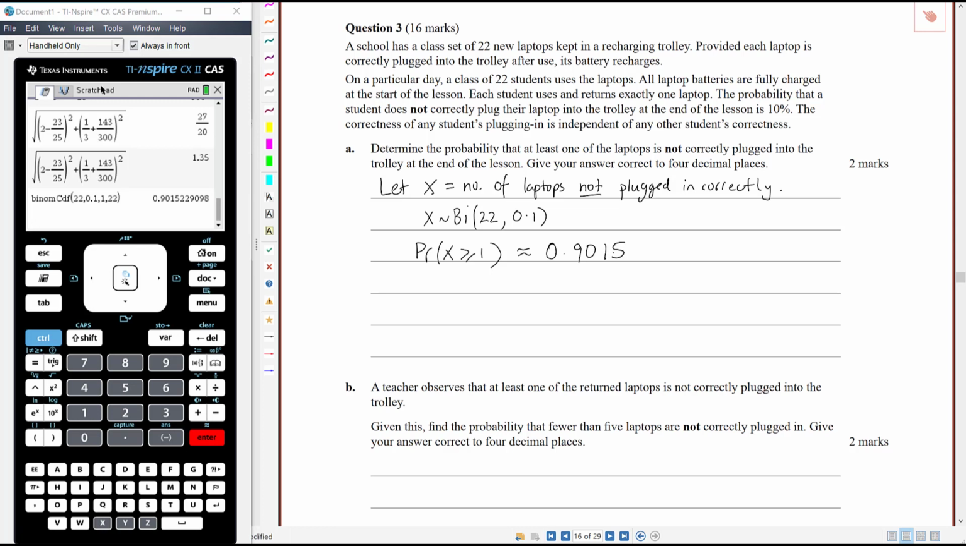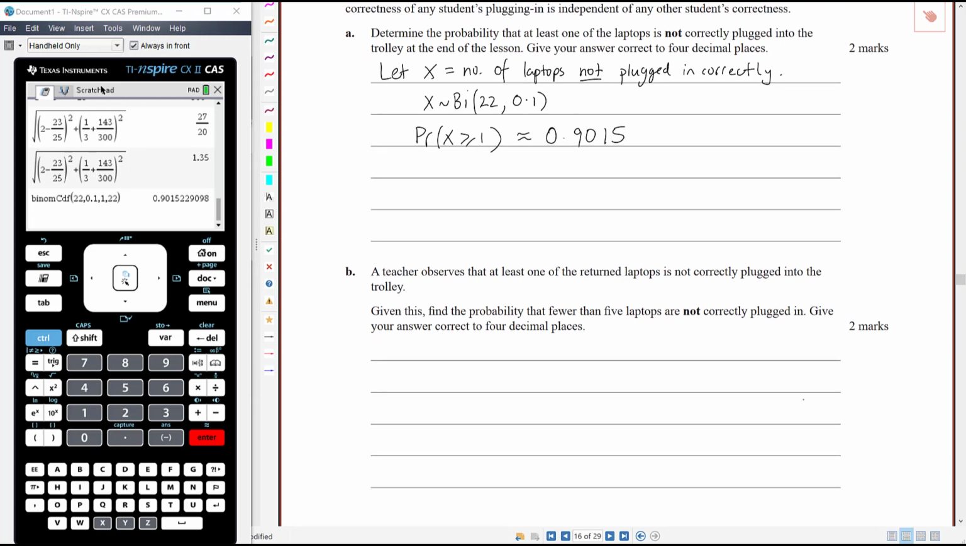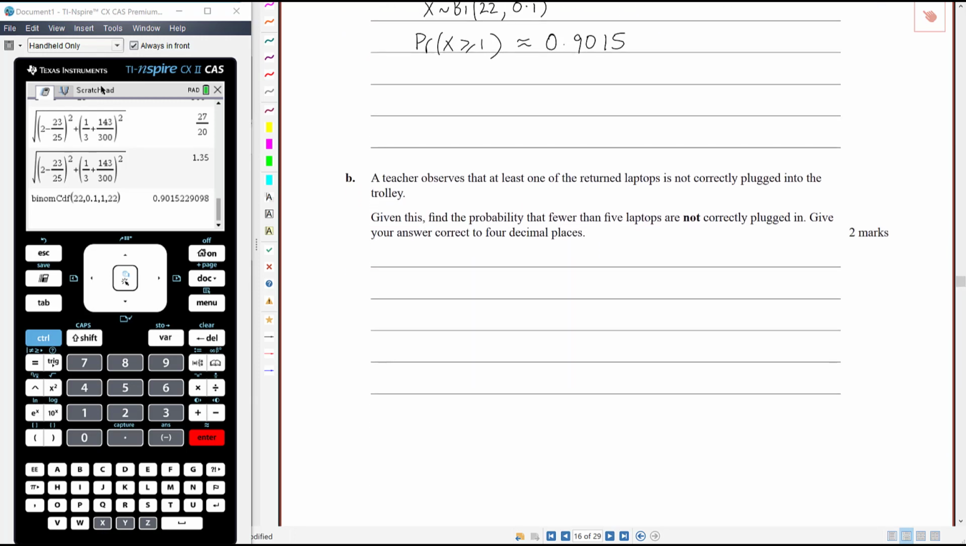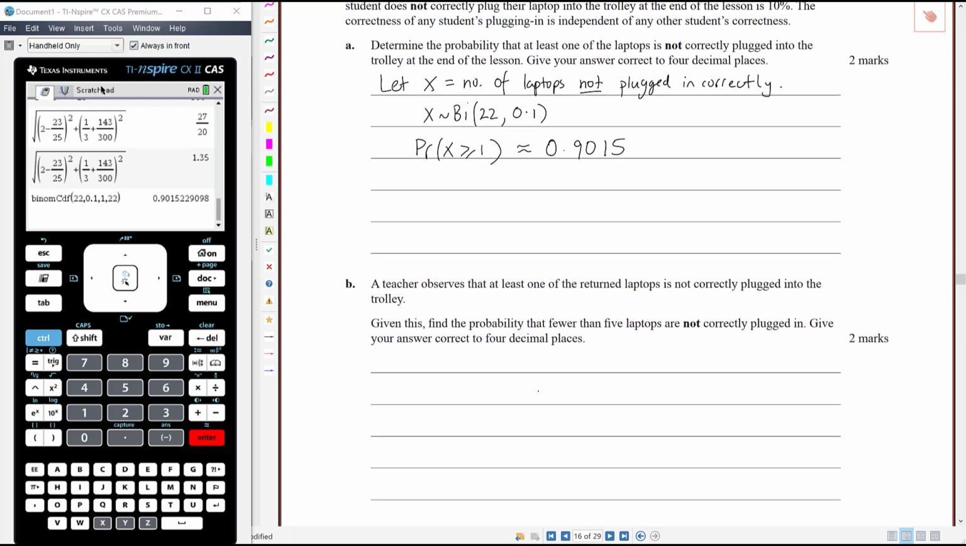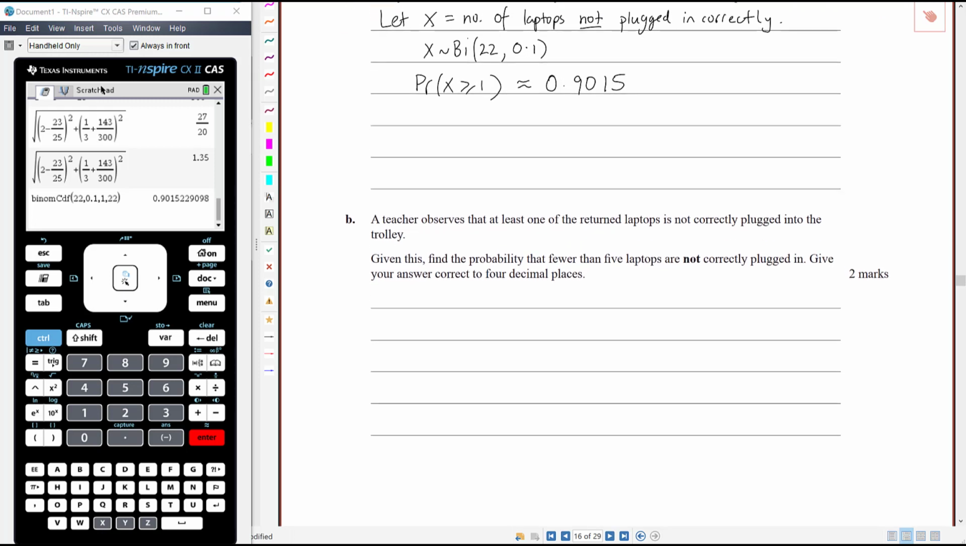Part B, a teacher observes that at least one of the returned laptops is not correctly plugged into the trolley. Given this, there's a conditional probability, find the probability that fewer than 5 laptops are not correctly plugged in. Give your answer correct to 4 decimal places. Okay, so we don't need to redefine our binomial distribution, we've done that in part A. So the definition up here applies until I change it.